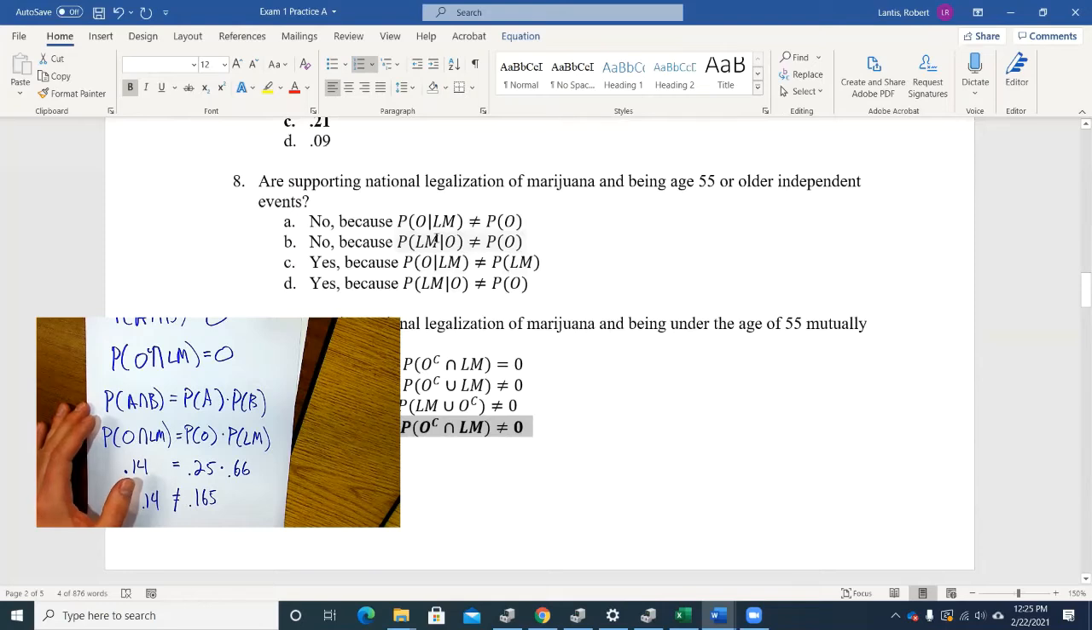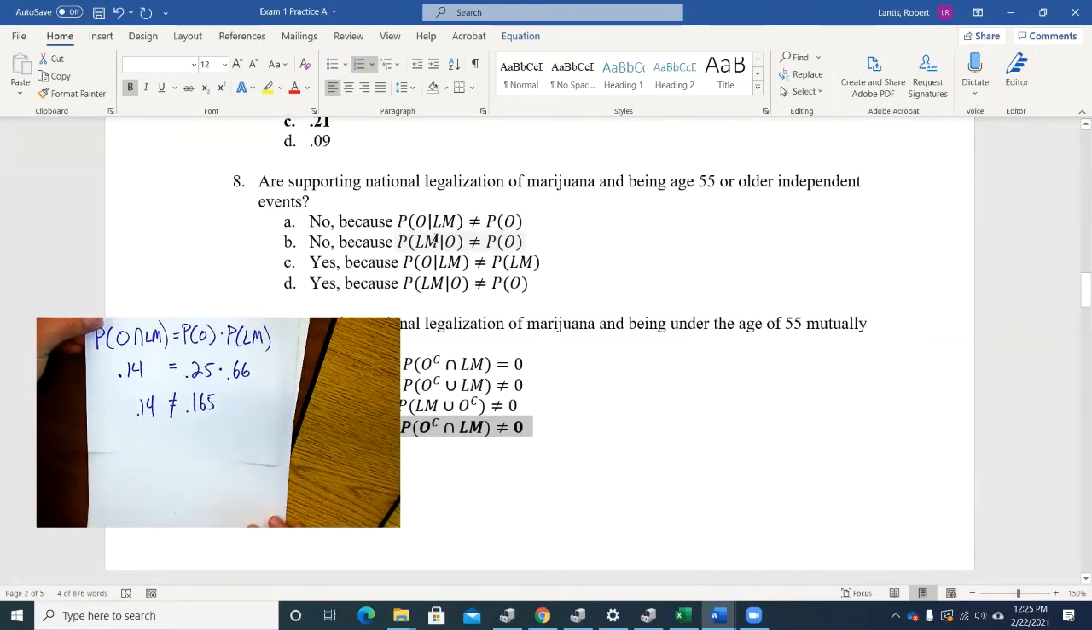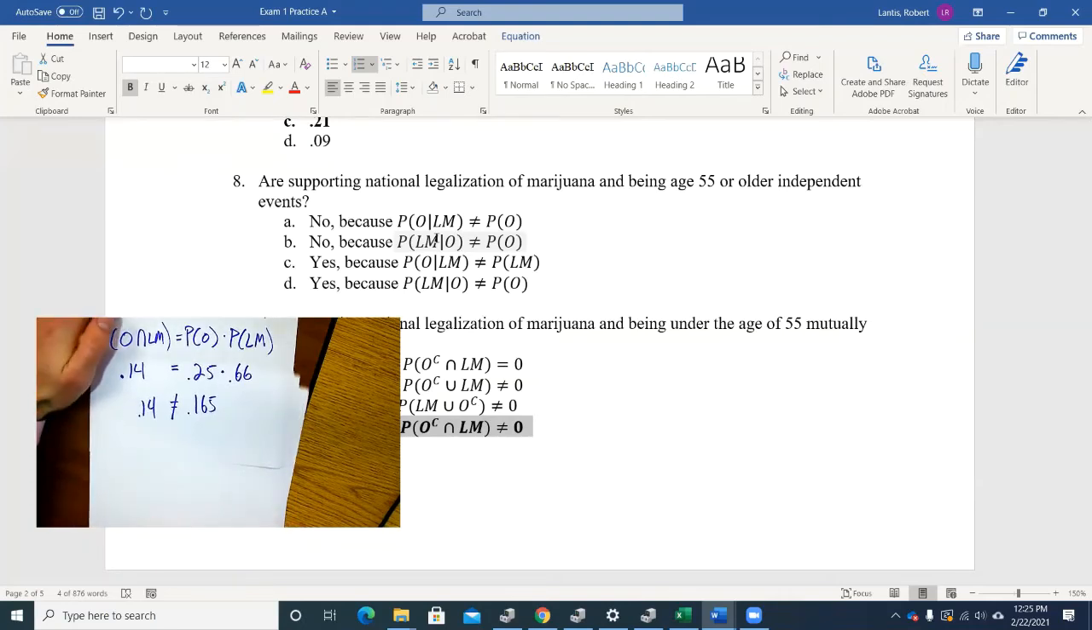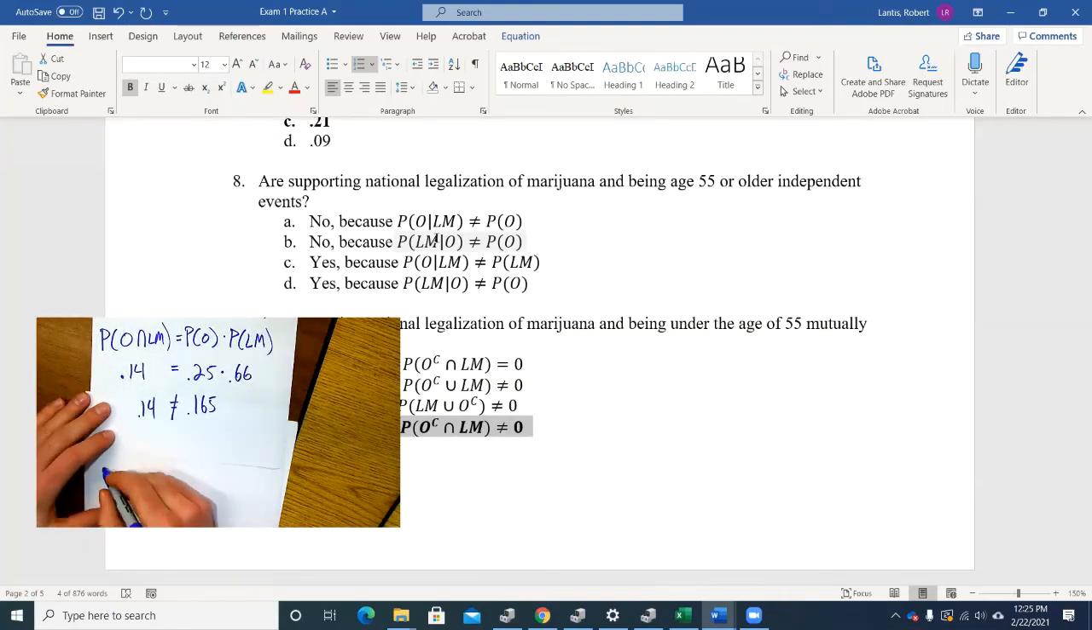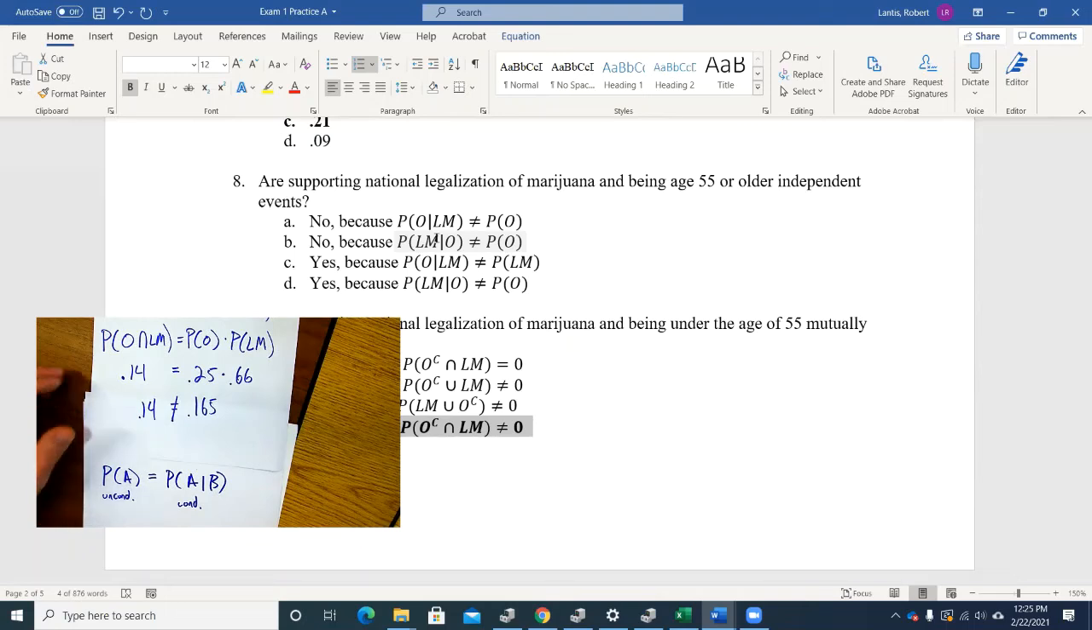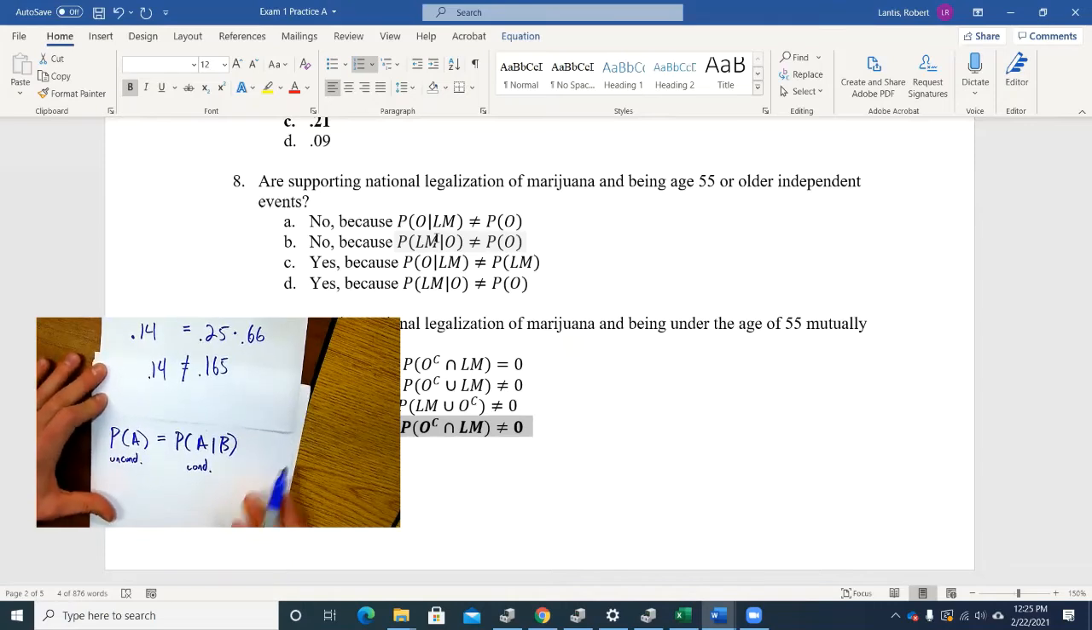I've got the actual definition of independence, so I'll leave this up here. The actual definition is: if the unconditional probability of A is the same as the conditional probability of A given B, then these are independent events. It doesn't matter if we know that B has occurred. So we're thinking about this in the context of our example.